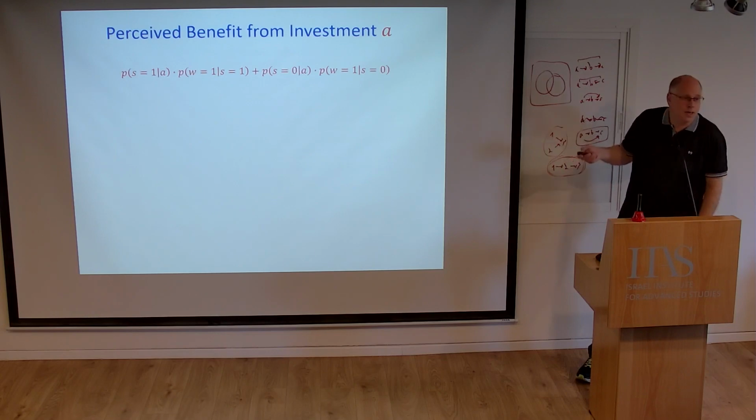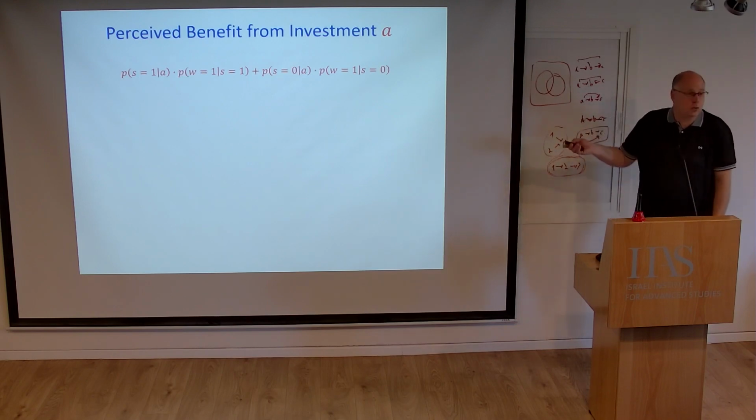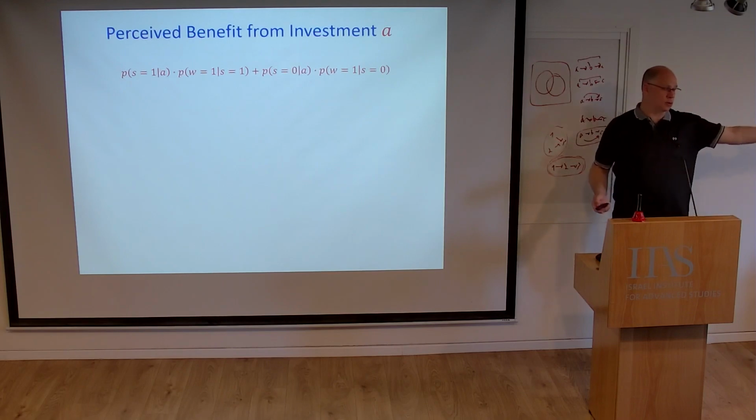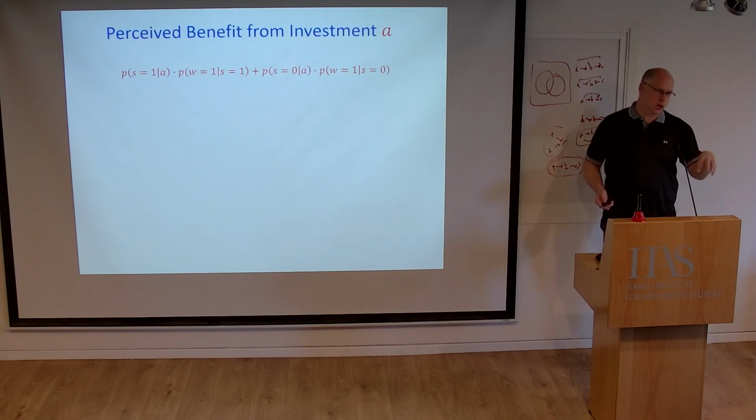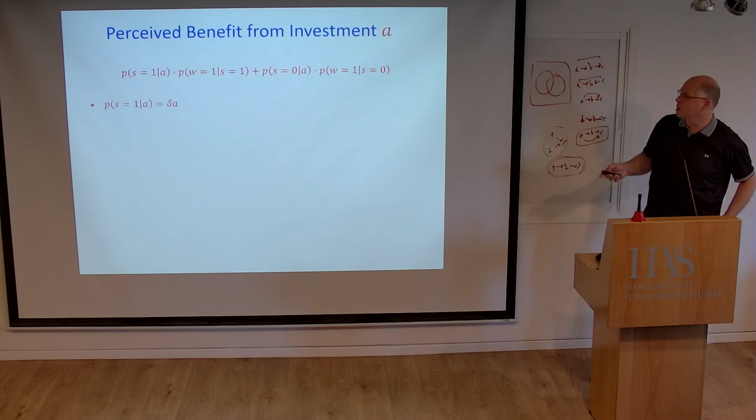For given A, any A that he's going to choose, he wants to know what's the chance of success at school, and then given success at school, what's the chance of success in the labor market, and what's the chance of failure at school, and then what's the chance of success in the labor market given that you have been a failure at school. So that's what he wants to calculate. Those things are derived from the actual distribution. That contains exogenous as well as endogenous components, and we want to find those endogenous components.